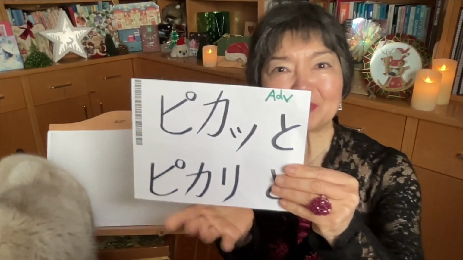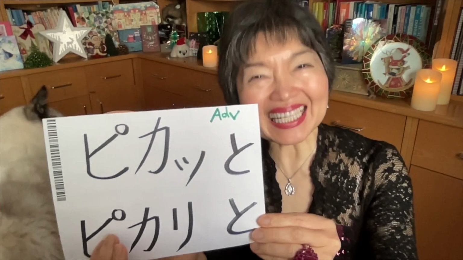This one is Picato or picarito. This is adverb. Picato, picarito. We use this when something flashes so strongly, intensively, or sparklingly. A bolt of lightning flashed. The vocabulary 稲妻.